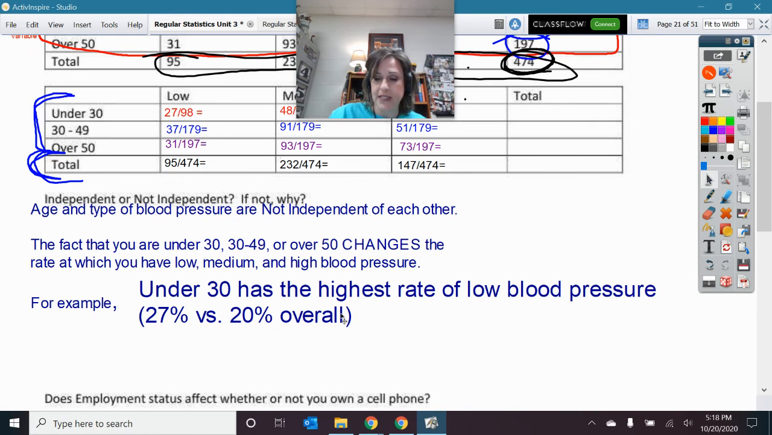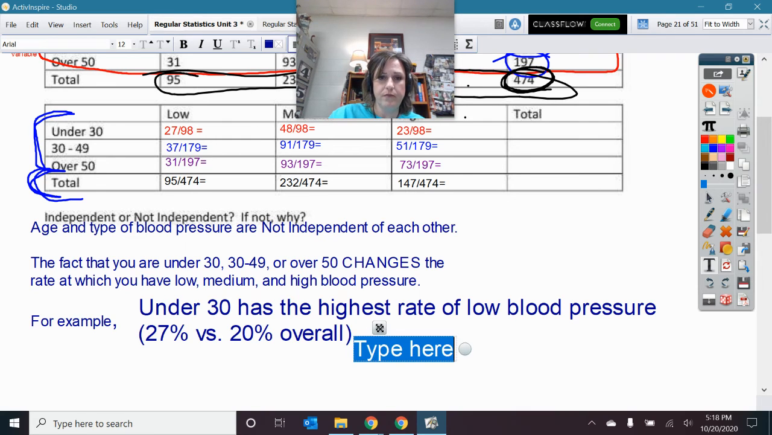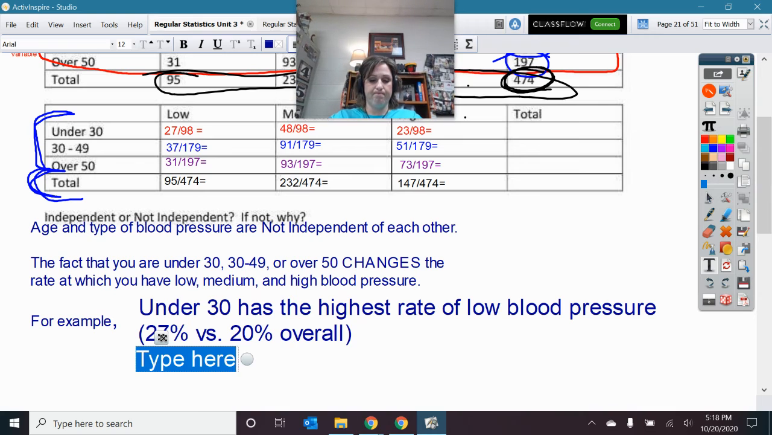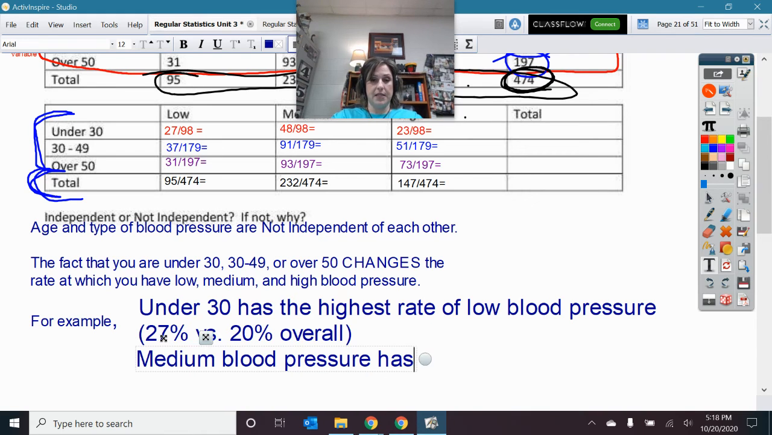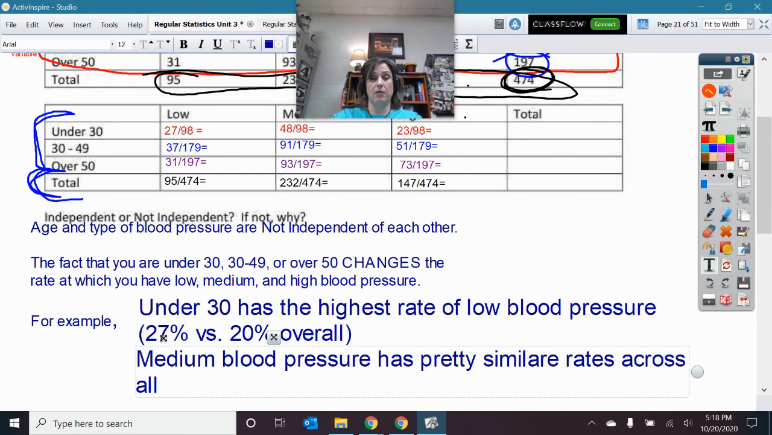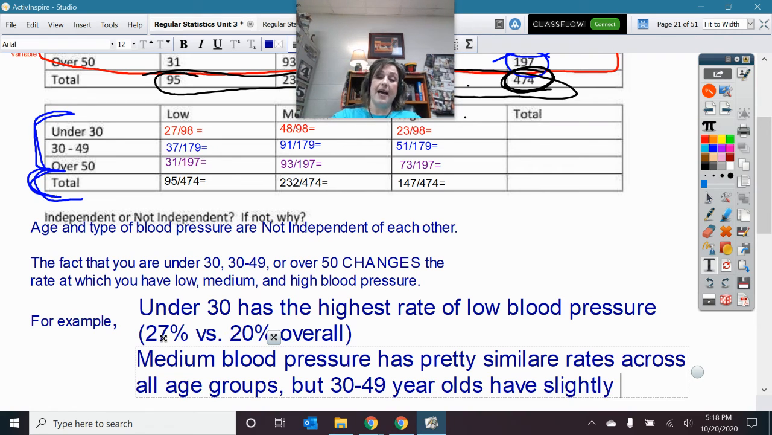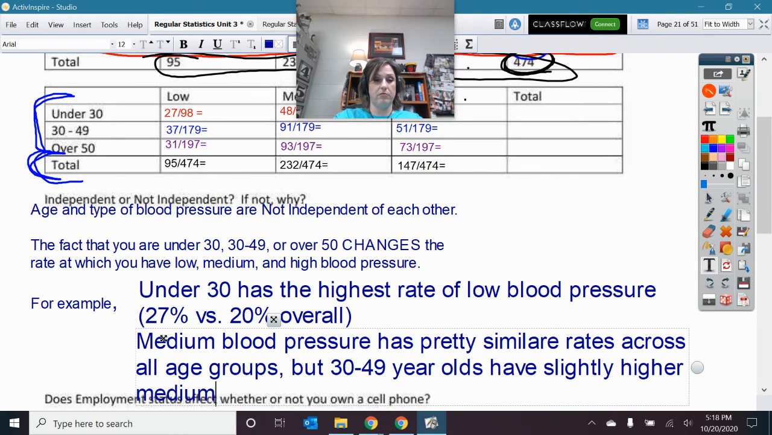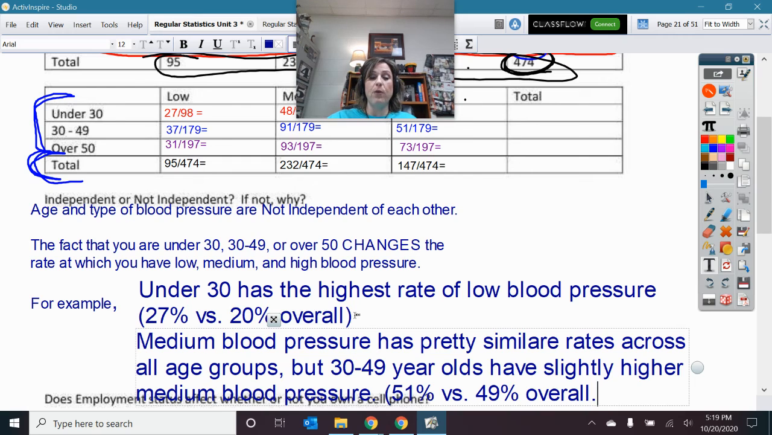So can I get this in here and do my typing? Here we go. Medium blood pressure has pretty similar rates across all age groups, but 30 to 49-year-olds have slightly higher medium blood pressure. What was it? 51% versus 49% overall. Okay, and so there's the second one. Now we got one last one.